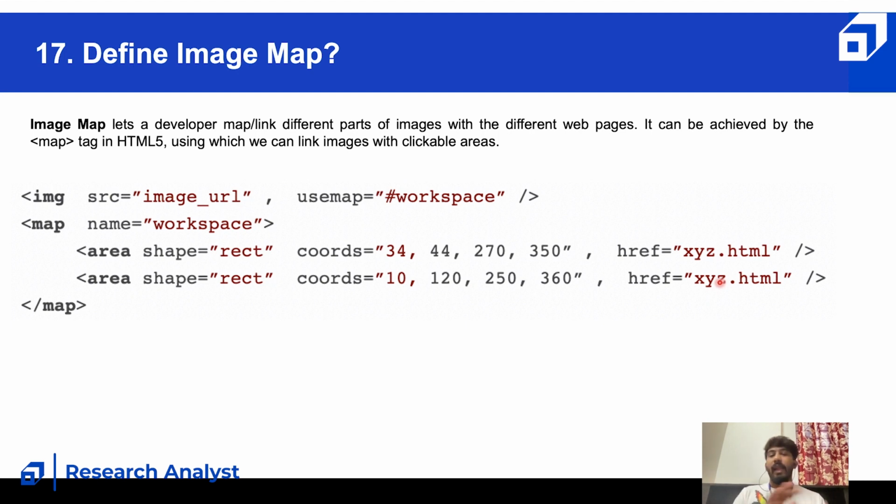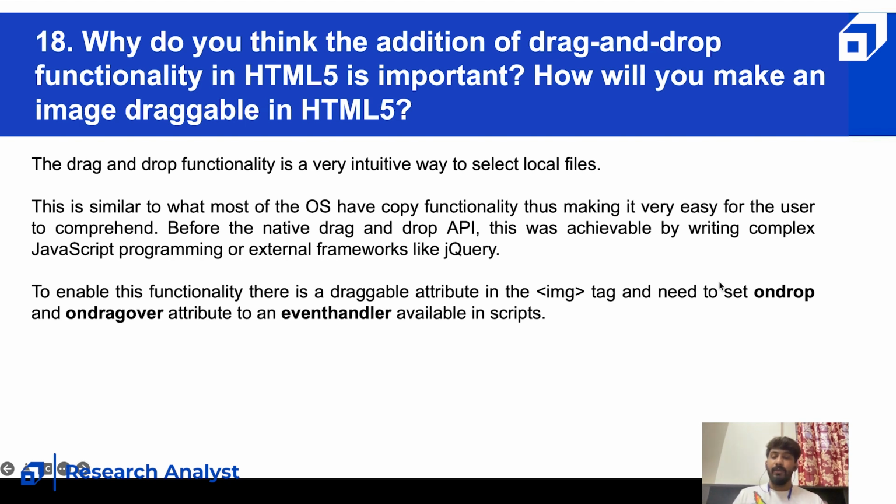It's pretty simple. Take an image, provide the coordinates, and provide href, which is basically a reference link. Whenever you click on that particular part of the image, it will take you to a particular website link which you have provided. Right. So now let's move on to the 18th question.